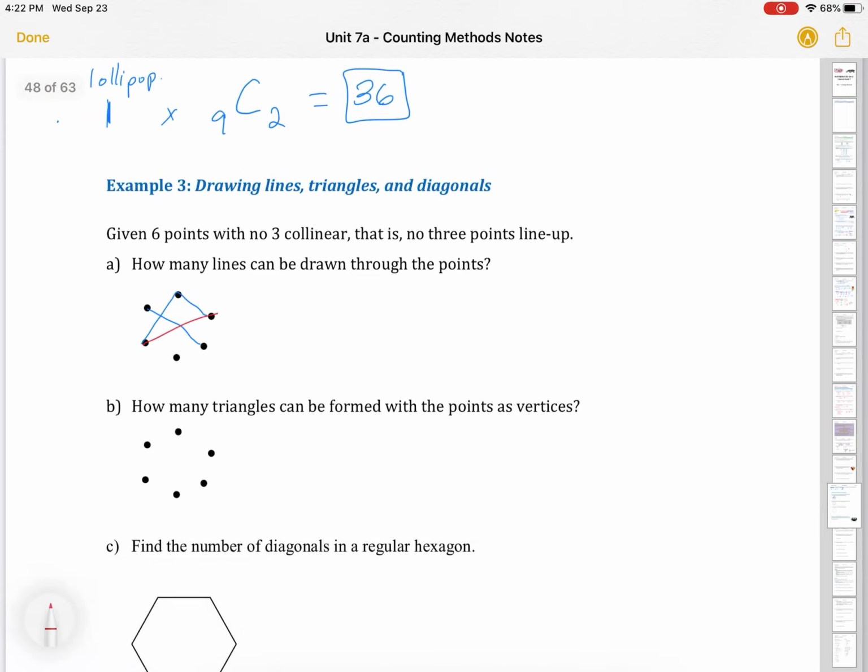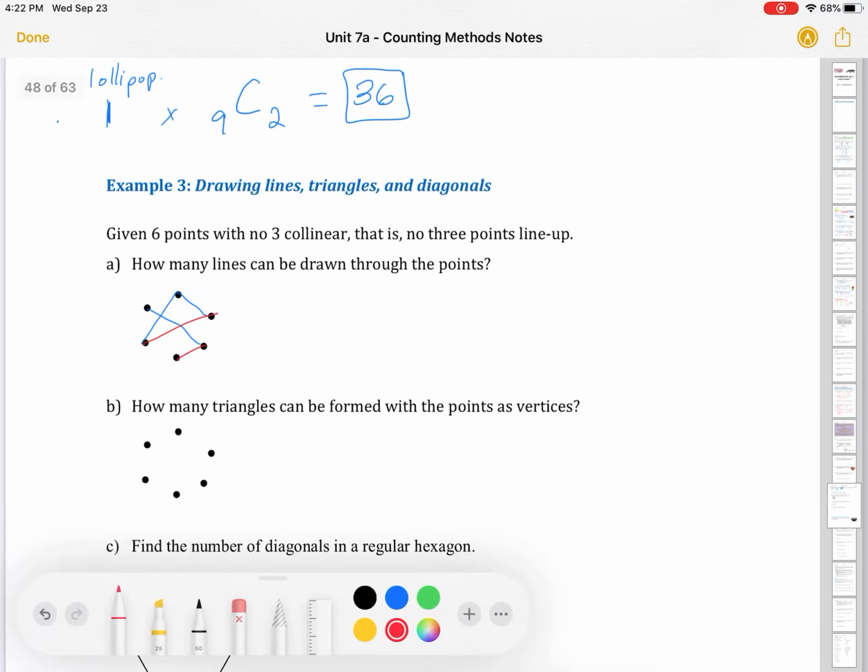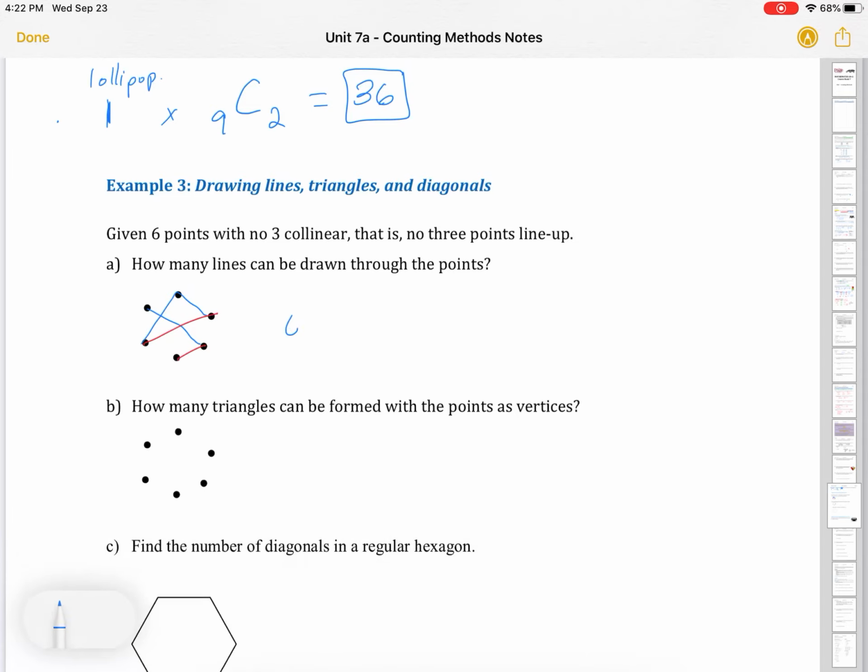So I have 6 points in total, and the most with a straight line I can join is 2 points. Because I could also do a line like this or a line like that, but I can't join 3 points together. The most I can join is 2. So I have 6 points, and the most I could join is 2, which would give me 15.